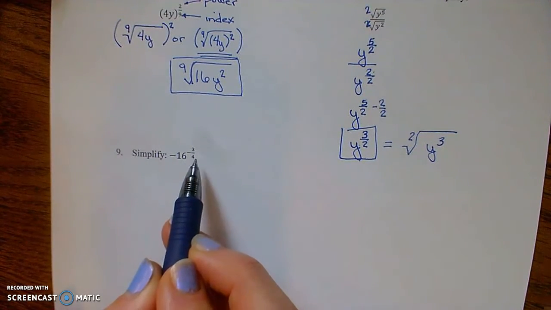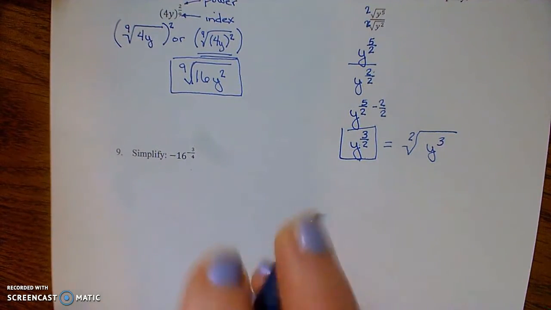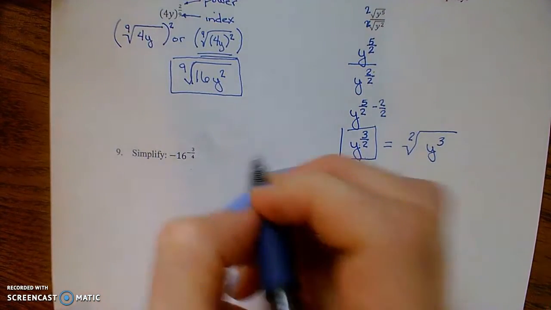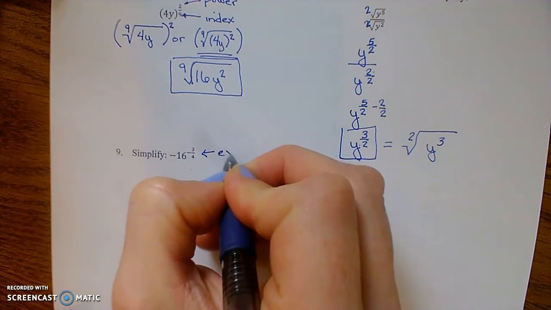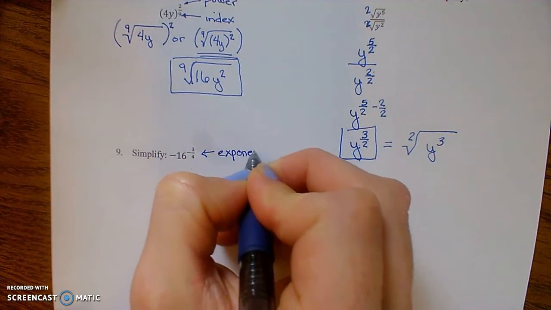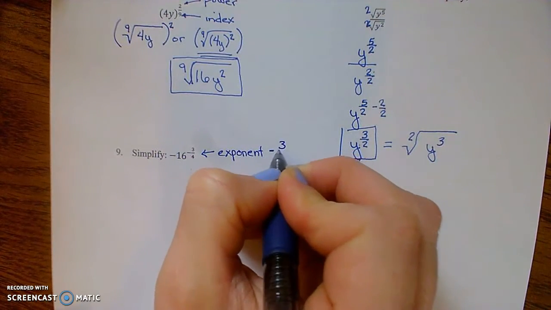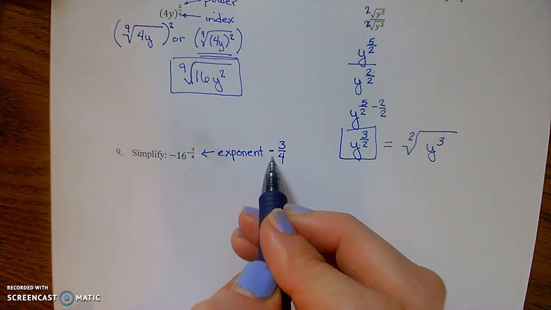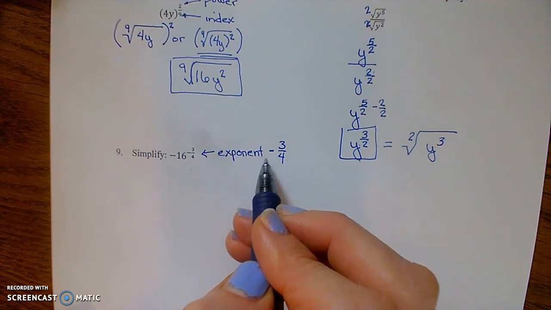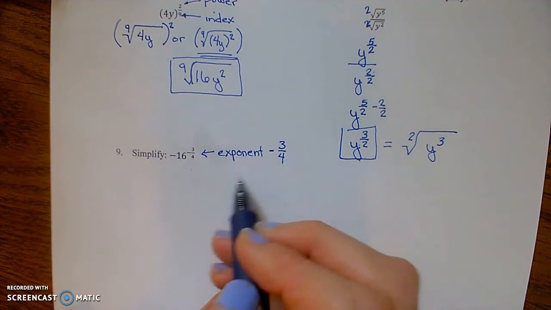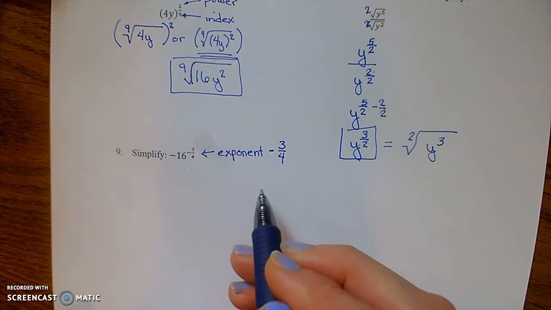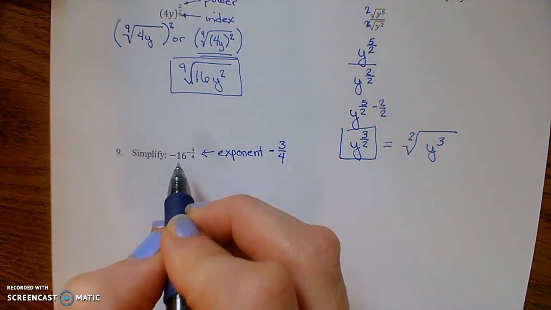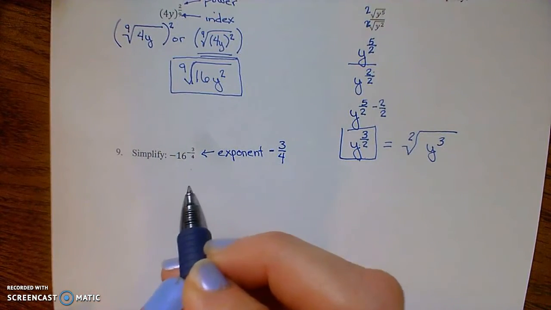All right, very last example. Negative 16 to the power negative 3/4. Here's what I want you to notice. My exponent is negative 3/4, right? Okay, so that negative exponent tells you that you need to take the reciprocal of the base and then raise whatever that is to the 3/4 power. Now, notice, what's the base here? Is the base 16 or is the base negative 16?